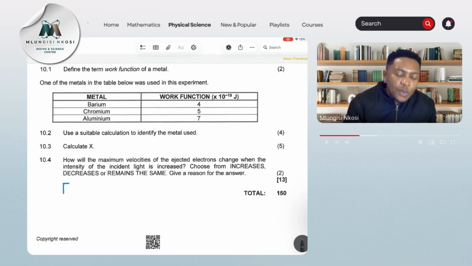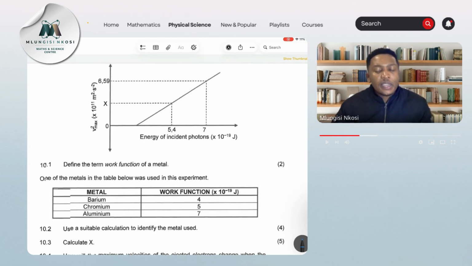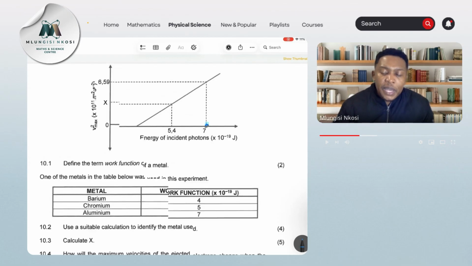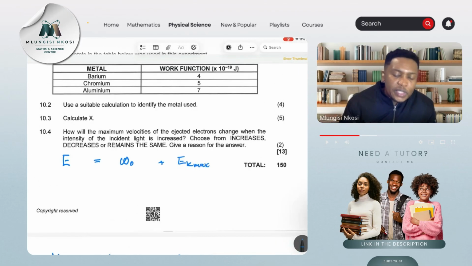So I'm going to say, well, E is equal to omega 0, the work function, plus EK max, right? Now, what did they give us in relation to the kinetic energy? Or rather, with regard to the energy of the photon. They gave us the energy of the incident photons, right? So I'll choose a value that we know there. So that's 7 times 10 to the exponent minus 19. So we've got this.